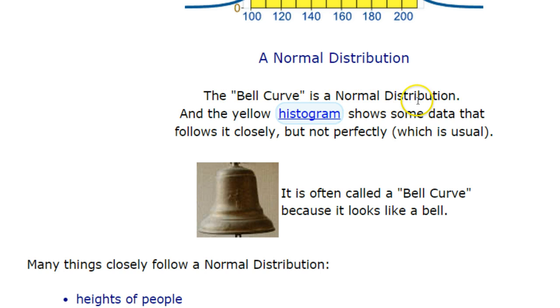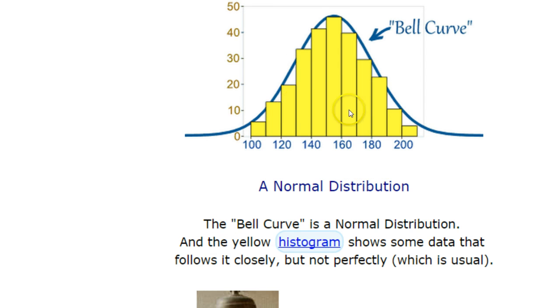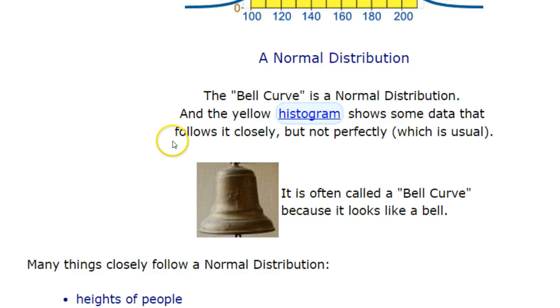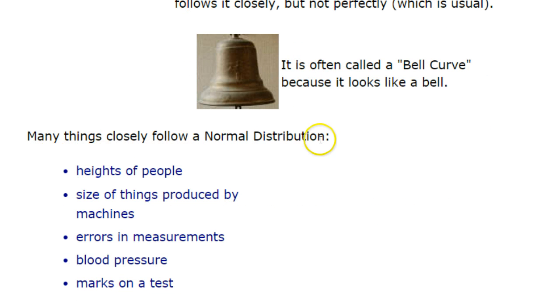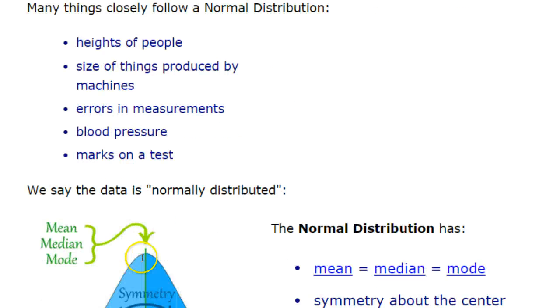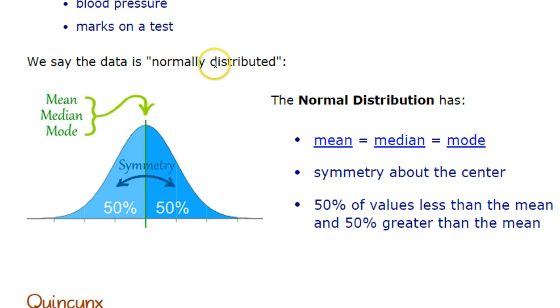The bell curve is a normal distribution, and the yellow histogram shows data that follows it closely but not perfectly, which is usual. Many things closely follow normal distribution: heights of people, size of things produced by machines, errors in measurements, blood pressure, marks on the test. We say that data is normally distributed. When we say that, this is what we're saying.